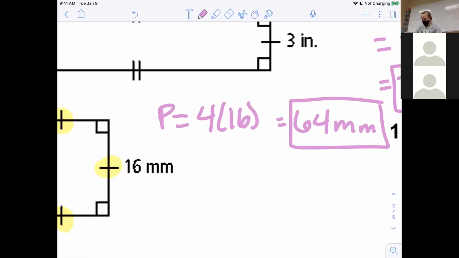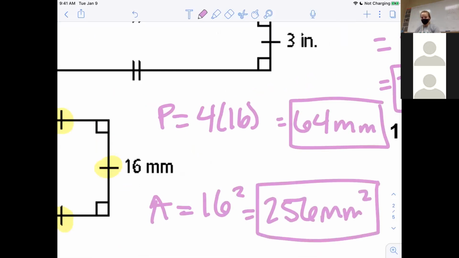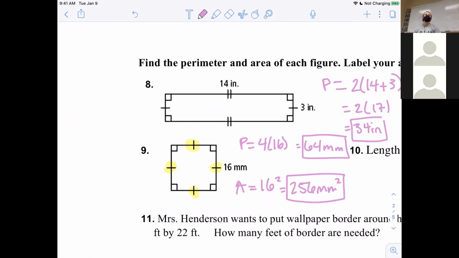And then for area, we just have to do length times width, or since it's a square, I can do the side length squared. I'm going to do 16 squared, which is 256 millimeters squared. Everyone hanging in so far?